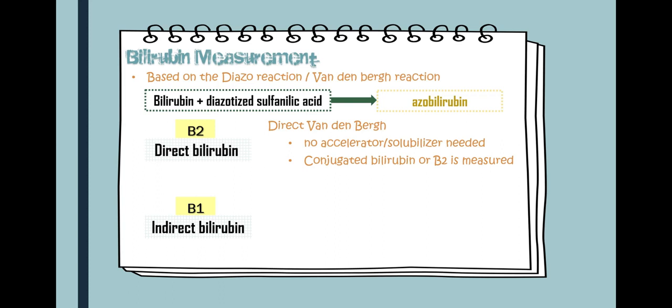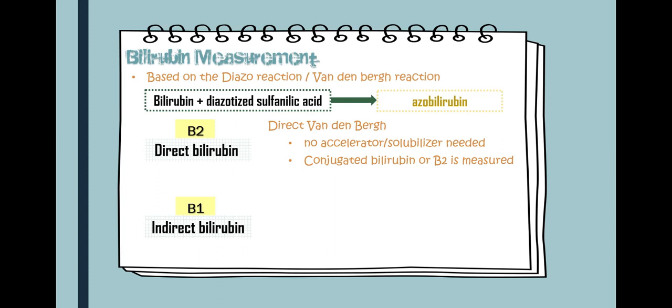This is primarily because your B2 is water soluble, and therefore if present in the serum, it is not bound to your albumin. So no need na nga mag-add pa kita sang solubilizer to remove that of the carrier particle since it is present on its own. So conjugated bilirubin again, or B2, is being measured.